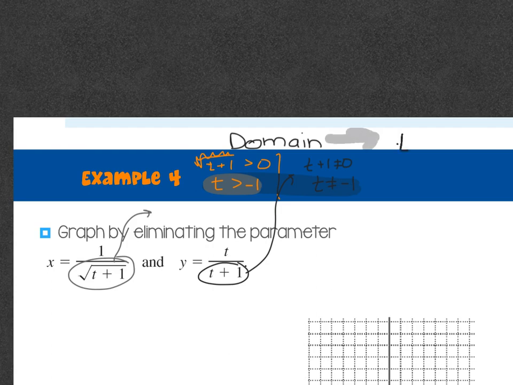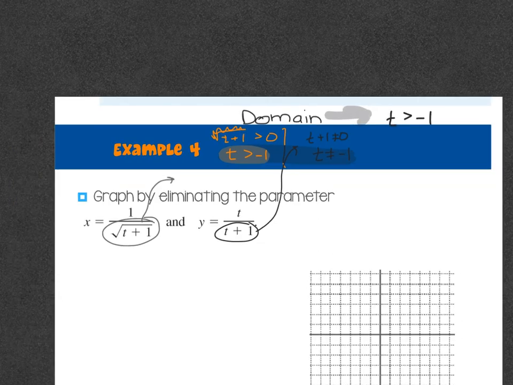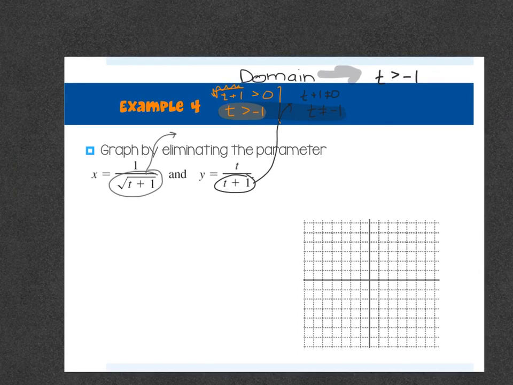So my domain here is that t has to be greater than negative 1. That had nothing to do with graphing it yet. That's just your domain. On the last one, there was no domain restriction. It actually gives you multiple choice on the domain restriction on the homework. If there's no restriction, you don't put that it's negative infinity to positive infinity, you would say that the restriction's not necessary. So that's one of the choices.